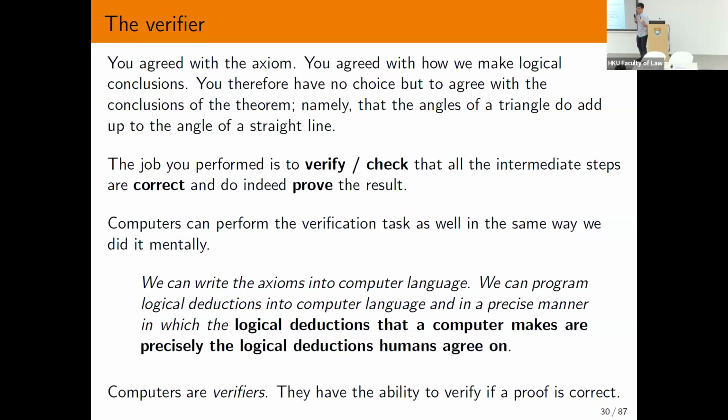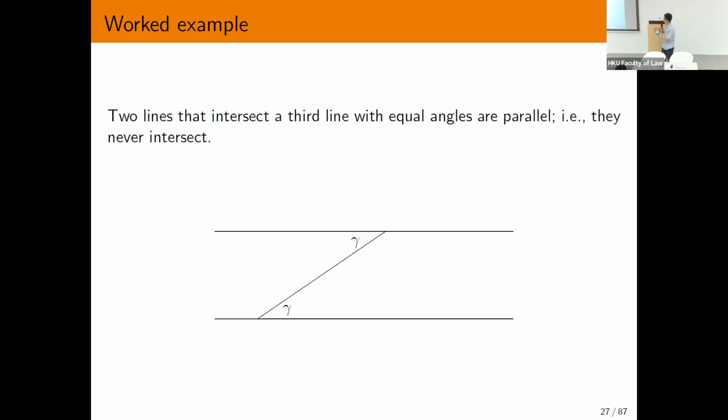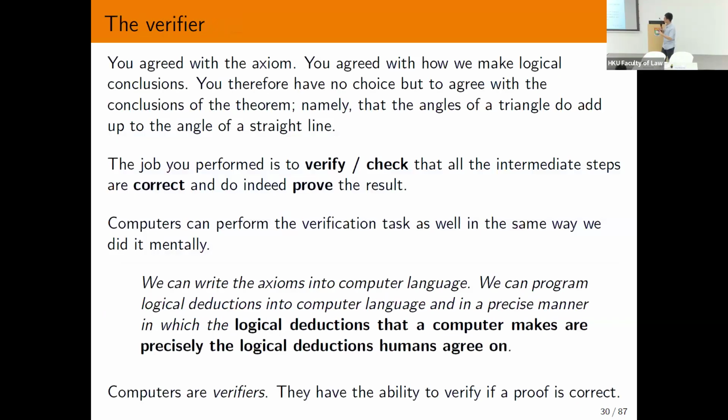So what did you just do? You agreed with the axiom that the picture had. We agreed with the rules of addition. Now you have no choice but to agree that the angles of a triangle add up to 180 degrees. This is just the conclusion from what we just agreed.